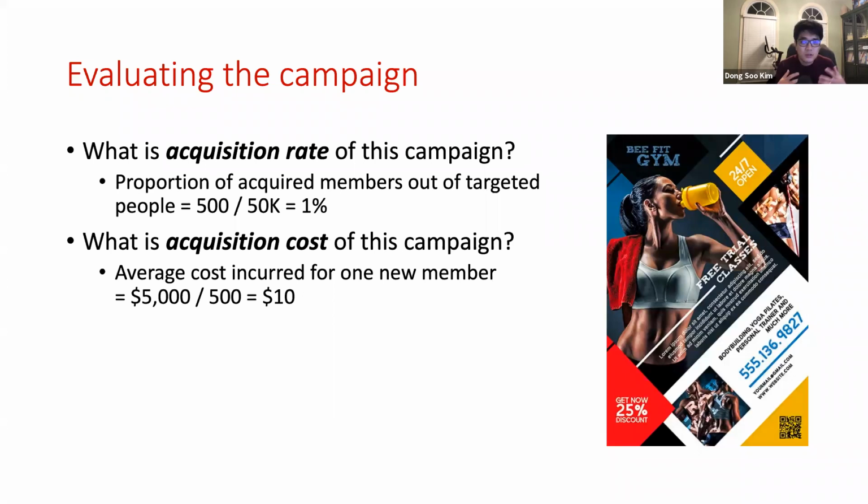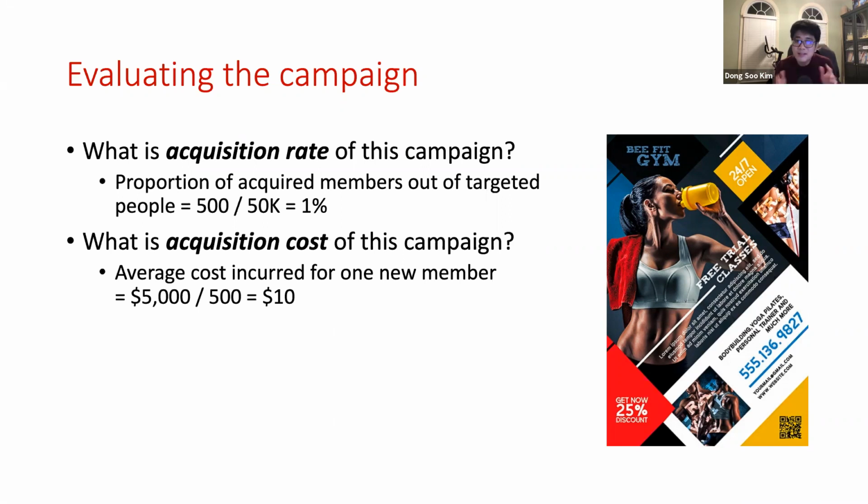First, start with acquisition. Researchers usually use two metrics to evaluate the acquisition performance of a campaign. One is acquisition rate, and the other is acquisition cost. Acquisition rate means the proportion of acquired members out of the people the campaign targeted. So here, the population target is 50K, and out of them, 500 people signed up. So the acquisition rate is given by 500 divided by 50K, which equals 1%.